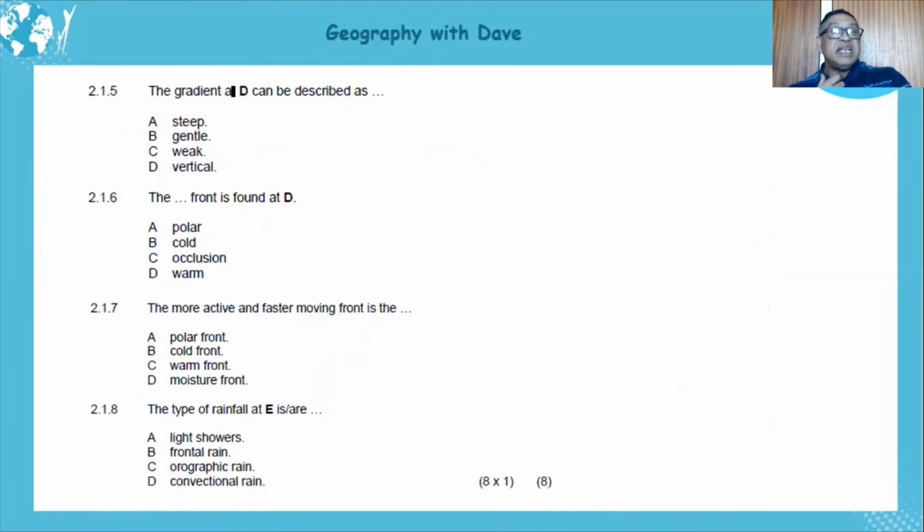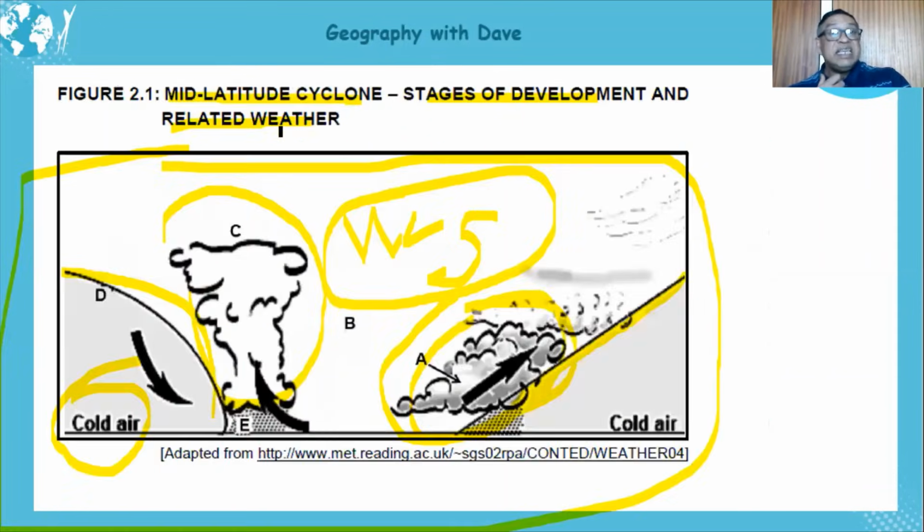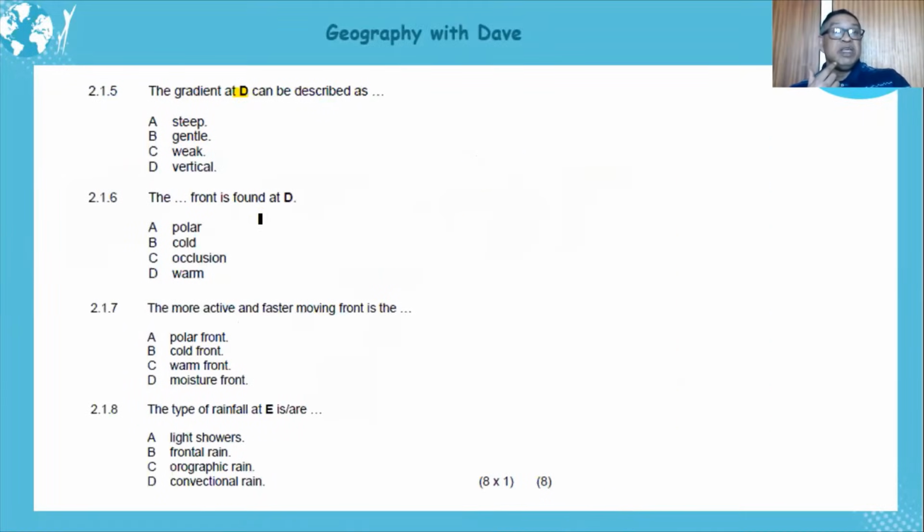The gradient at D, okay? The gradient at D, look at the gradient at D. You can see it here. It even gives you a tip when you look at this. All right, it's steep, it's not gentle, it's a cold front, which is wedging, all right, under this warm air and pushing it up. You understand? So you know that the pressure gradient is steep, and the answer will be A.